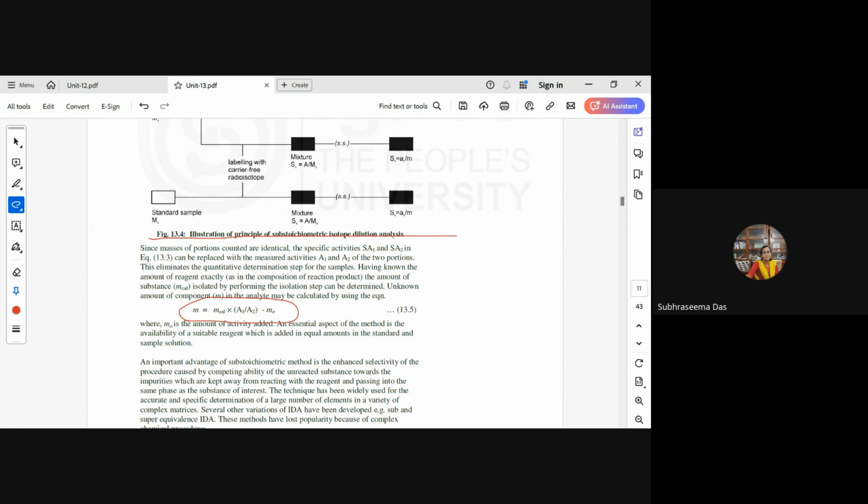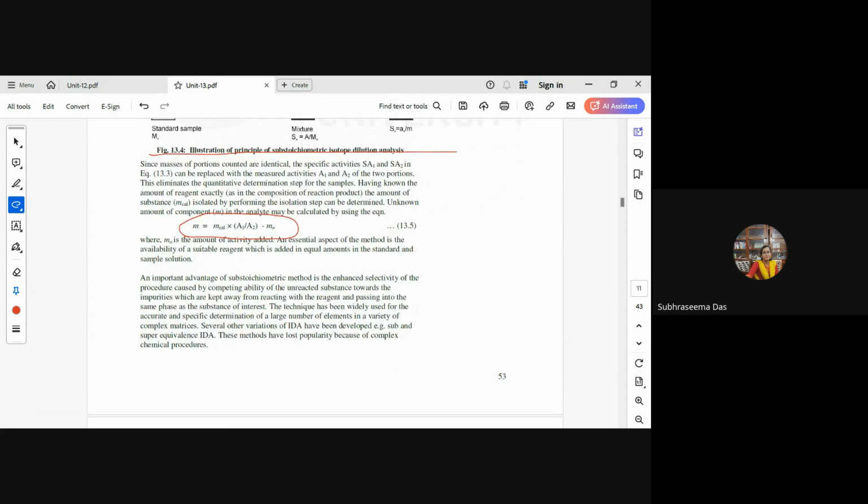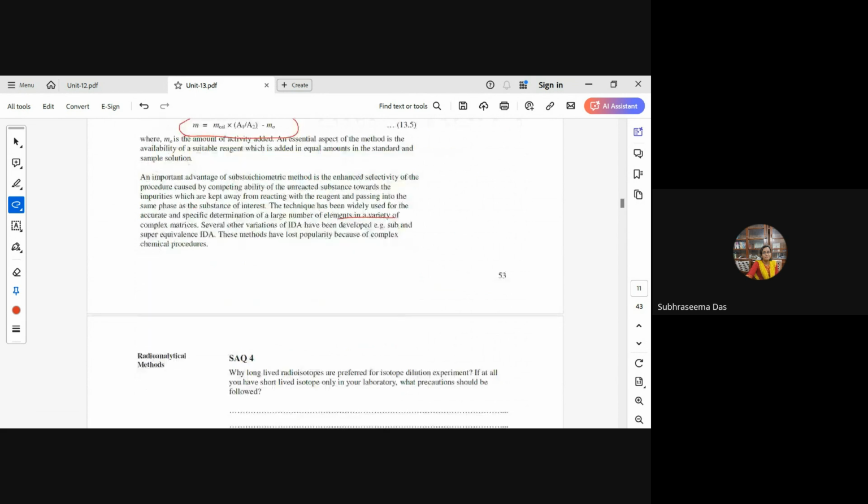Here it is given as M calculated into the specific activity A1 and A2 minus M0, where M0 is the amount of activity that is added. So another advantage of this method is the enhanced selectivity that is caused by competing ability of the unreacted substance towards the impurities. This technique has been widely used for accurate determination of large elements in a variety of complex matrices. Now IDA has lost its popularity, whereas SIDA has largely grown popular in determination of different materials in a complex matrix.